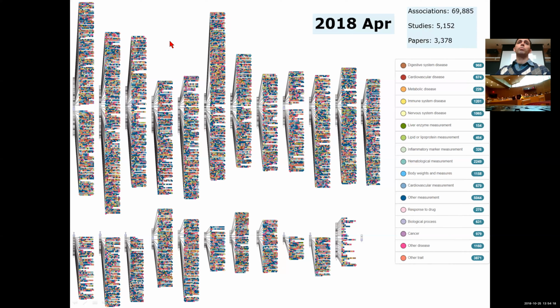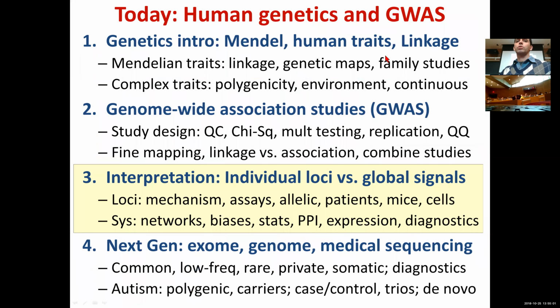So this is just a humongous success of genome-wide association studies. We basically have 70,000 associations across 5,000 studies and 3,300 papers, and across just a huge diversity of traits. Look at digestive system diseases, cardiovascular, metabolic, immune, nervous system, liver, lipid, inflammatory, hematological, body weight, cardiovascular, all kinds of other measurements, drug response, biological processes, cancer, other diseases, and other traits. You can basically see this incredibly dense map. So great success. So what's the next challenge?